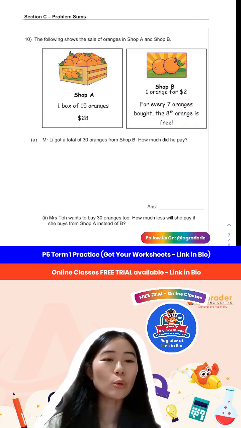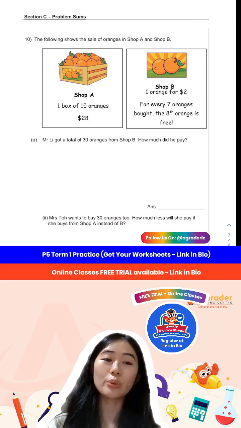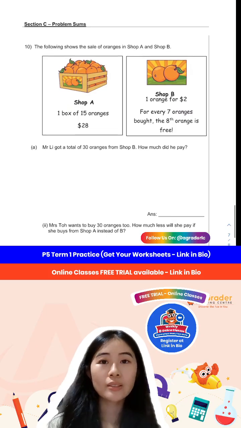Okay, star emoji. What time is the Kahoot? Is it after we finish our section C? Then we will do Kahoot. Okay. So let's look at our problem sums over here.